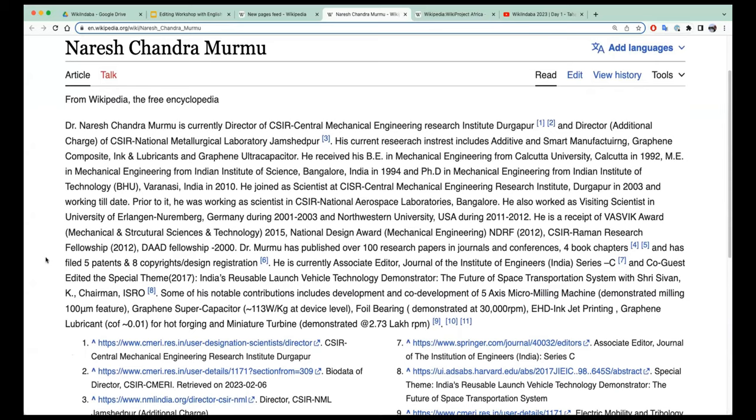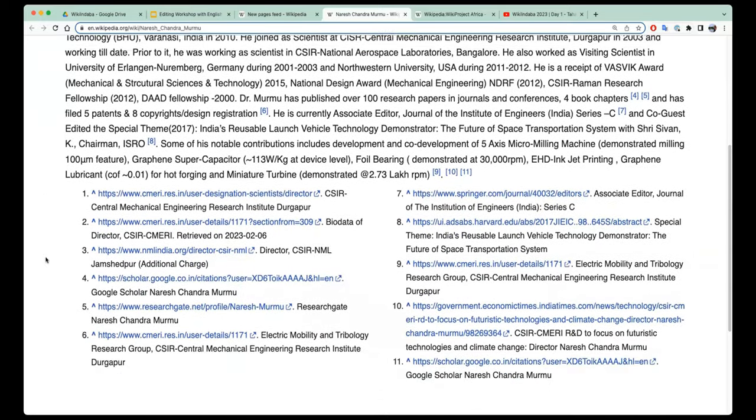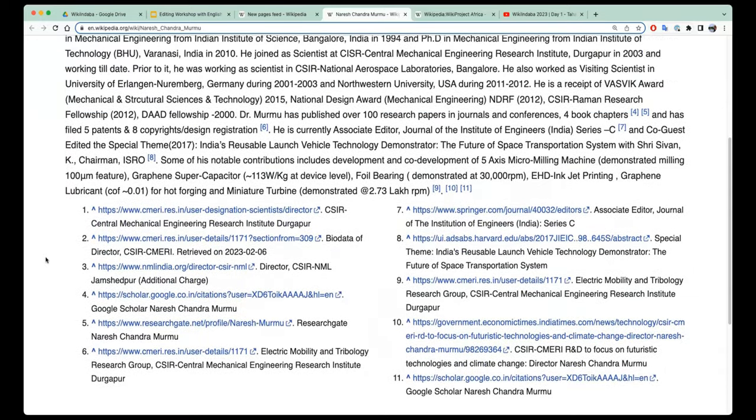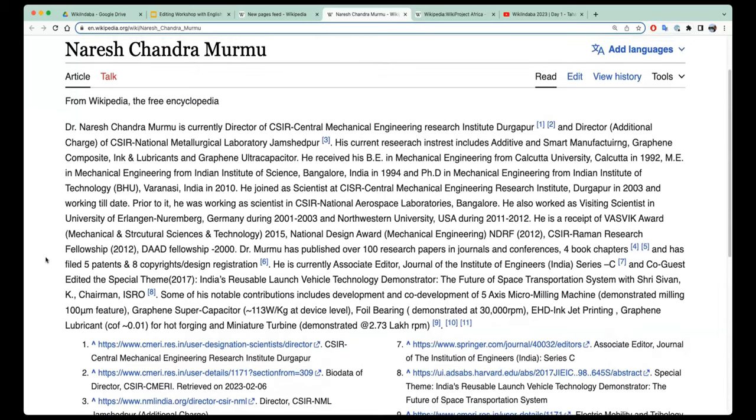Can you see what's wrong? If you can't, this is someone who is a director of something to do with mechanical engineering in India. You might go to the category for mechanical engineers, Indian mechanical engineers, to see what those articles look like. They don't look like this. So I don't need to explain what they should look like. Just look at 15 of them that are on Wikipedia, and you'll see what's wrong with this one.